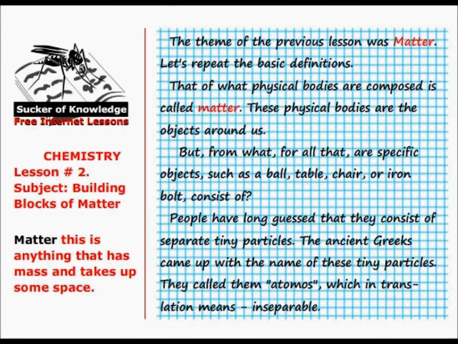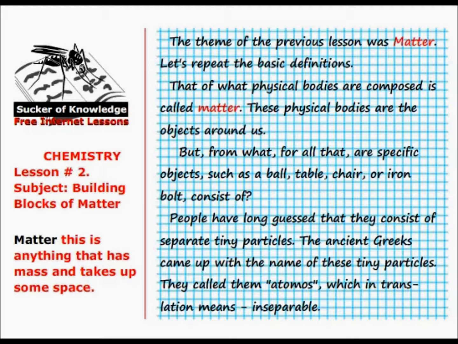The theme of the previous lesson was matter. Let's repeat the basic definitions. That of which physical bodies are composed is called matter. These physical bodies are the objects around us. But what do specific objects, such as a ball, table, chair, or iron bolt, consist of?